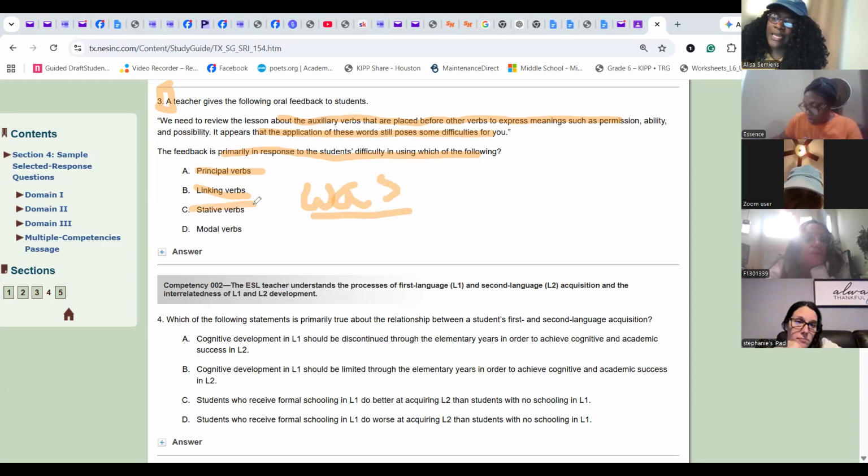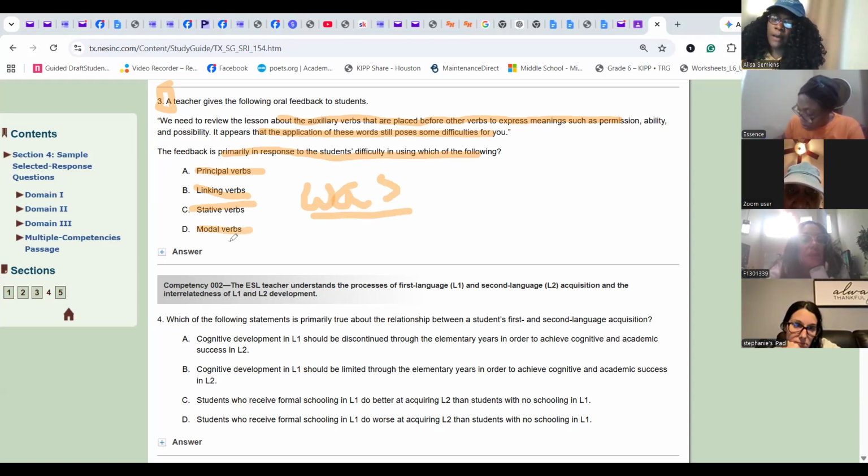State of verb is the state of being. She hoped for better. Hoped would be the state of verb. She believed she could do better. Believed would be the state of verb. So state of equals state of being.